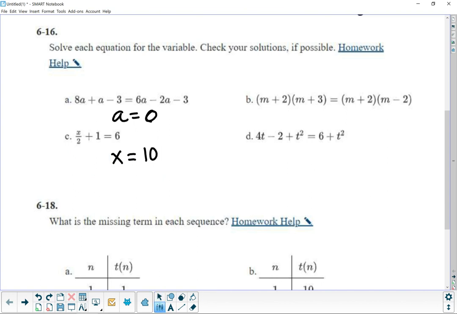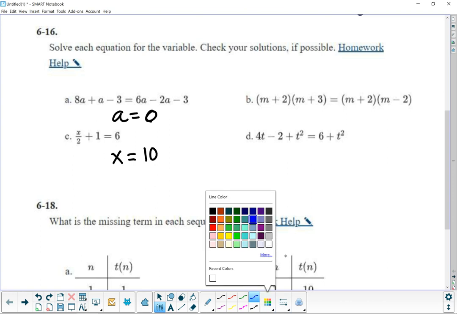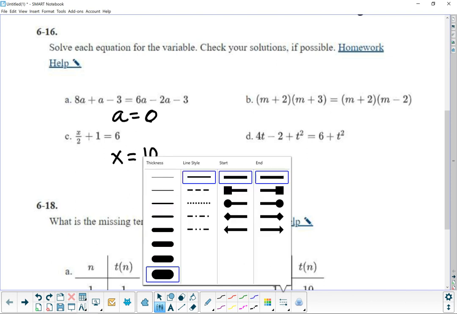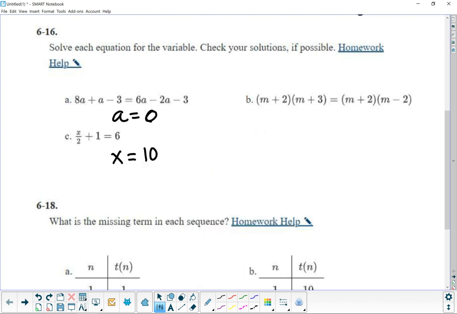Okay, B. Looks like I can do distributive or area model. Okay, let me see. Let's just say I want to do area model, right? So m plus 2 and m plus 3. You guys forgot how to do this already. m plus 2, m plus 3.